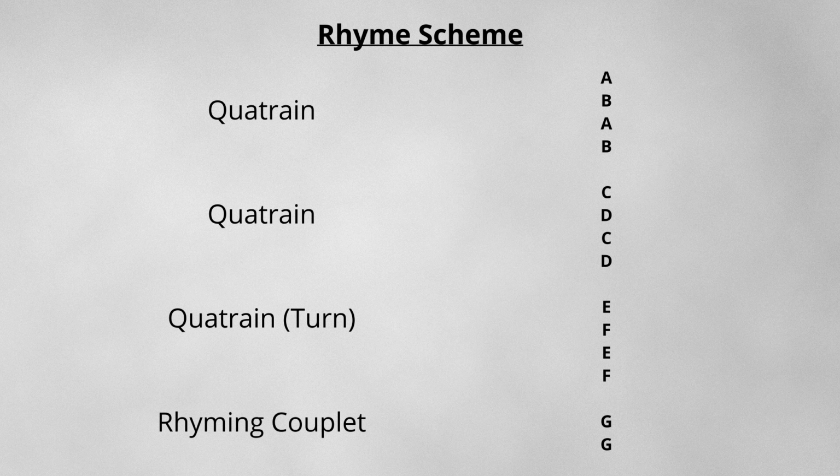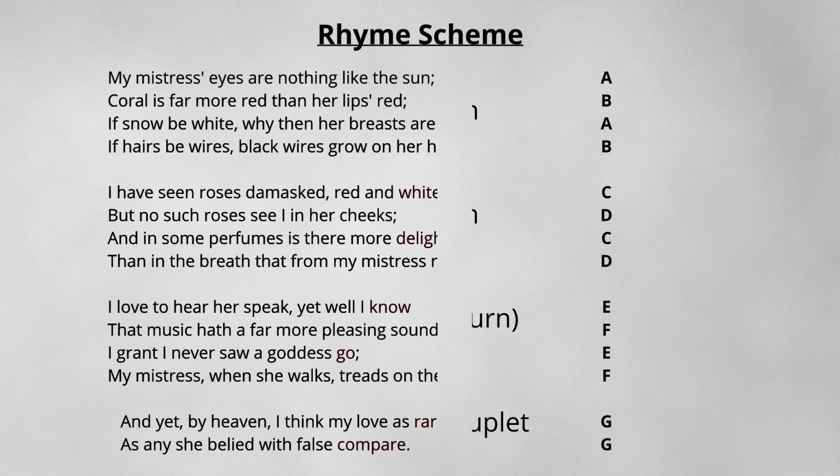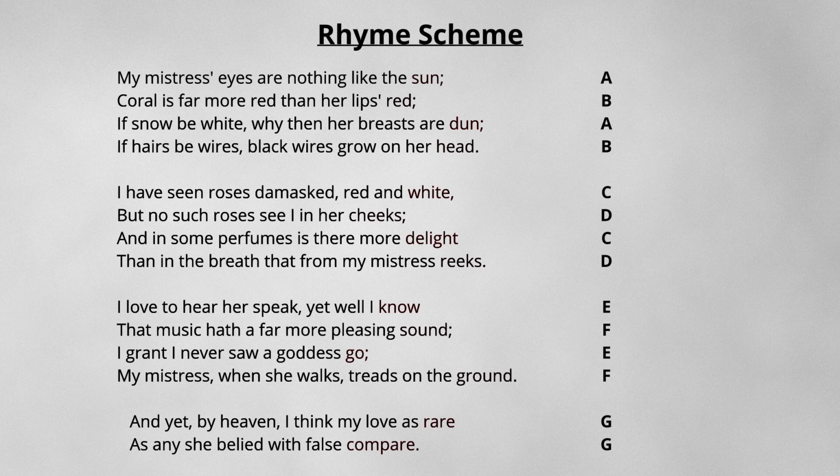So you can see in Shakespeare's "My mistress' eyes are nothing like the sun," Shakespeare rhymes sun and dun, red and head, white and delight, cheeks and reeks, know and go, sound and ground, and finally rare and compare.